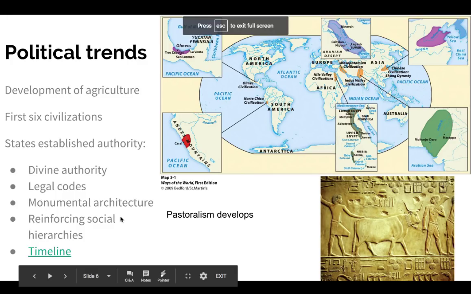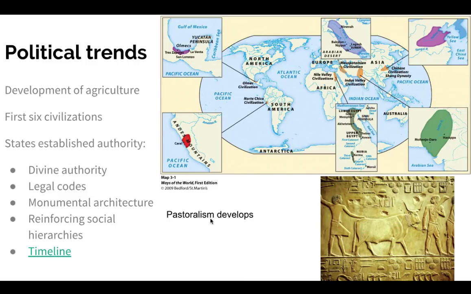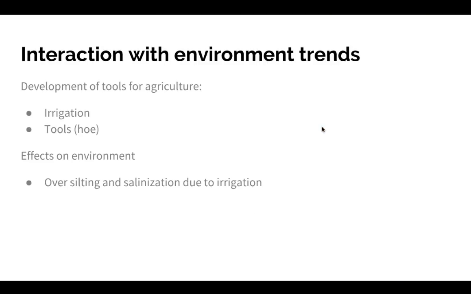Okay, and then remember, alongside these more agricultural societies, we have the development of pastoralism. And here's this map to remind you of where those first six civilizations were. The big environmental trend is these tools like irrigation and the hoe that helped to facilitate agriculture. And in some cases, agriculture had negative effects on the environment that affected societies, such as over-salinization of the land due to irrigating with seawater.